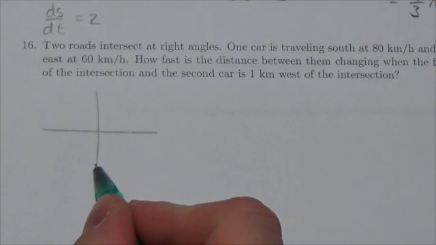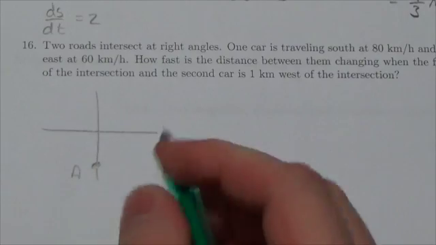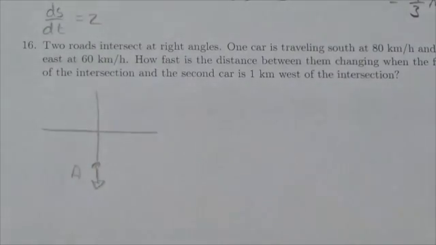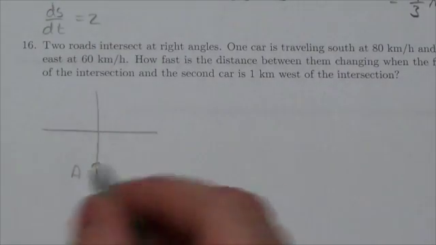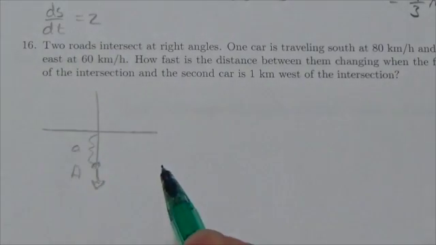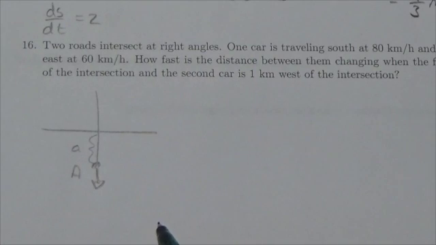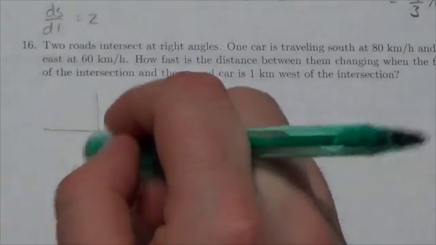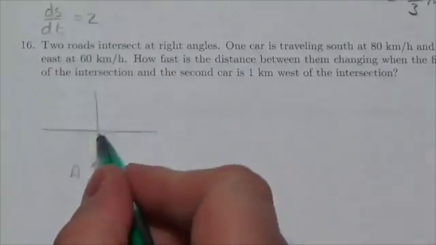That first car, we'll call it car A, is going to be 2 kilometers south of the intersection. Here's A, and it is moving south. Let's call this distance right here little a. Oh, I'm going to regret putting that there. So I'm going to put that on the other side. That'll make that a little better.